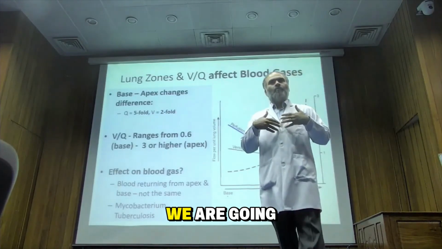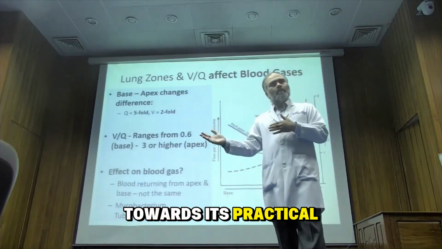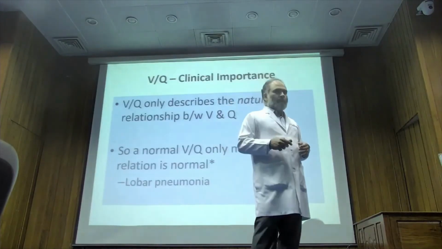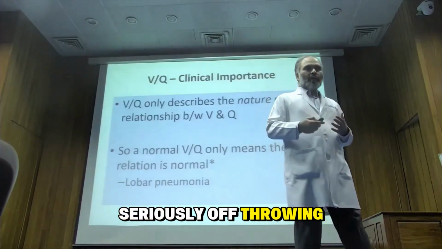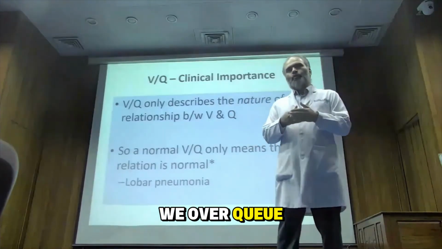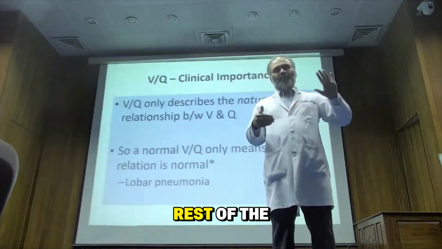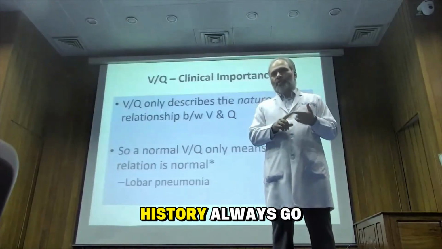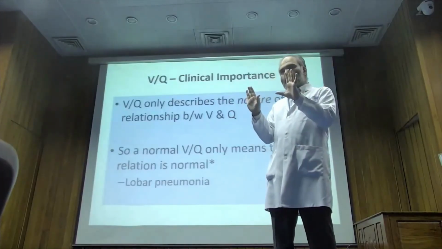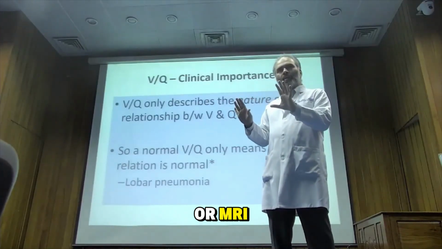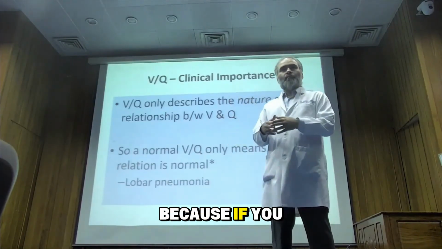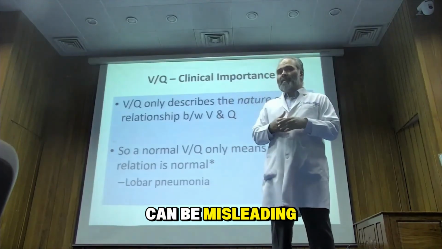Now we are going towards its practical implications. V over Q is just a ratio. It can be seriously misleading if you are only looking at the ratio. So the message here is that V over Q should be read along with the rest of the patient's data. Always go for history, always go for physical examination, always go for looking at the X-ray, CT or MRI, then look at the VQ along with this whole picture. Because if you only look at the VQ, it can be misleading.